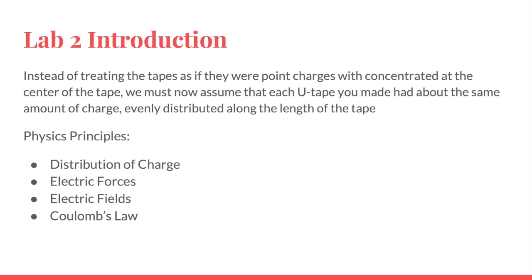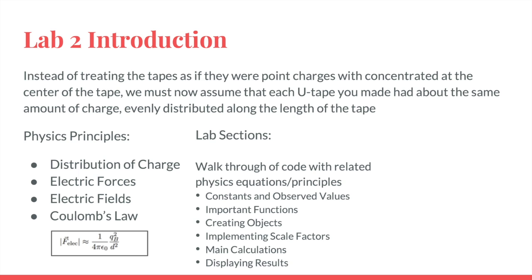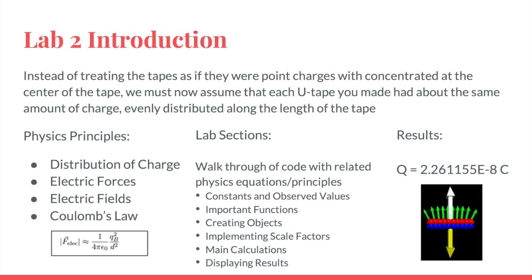The main physics principles in this lab are distribution of charge, electric forces, electric fields, and the use of Coulomb's law. In this video, I'll go through the main sections of my code with related physics equations and principles. Lastly, in this experiment, my final result is that I found the charge of the tapes to be roughly 2.3 times 10 to the negative 8 coulombs.